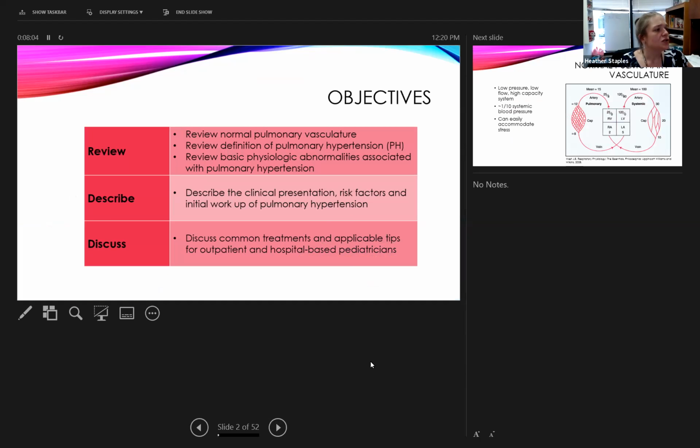There we go. So today we'll talk about pulmonary vasculature, the definition of pulmonary hypertension, what's happening physiologically in patients with pulmonary hypertension, how they present, what their risk factors are, what a workup for pH looks like, and then common treatments and things to know both as an outpatient and if you are hospital-based.